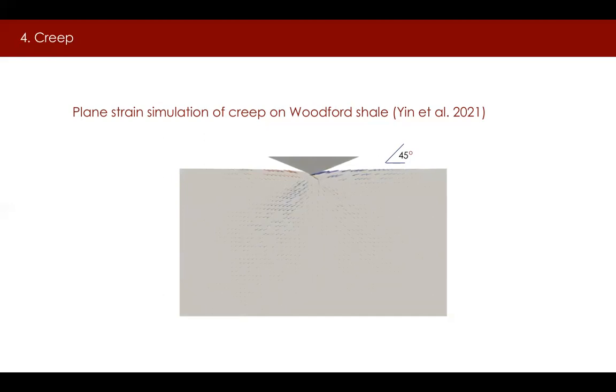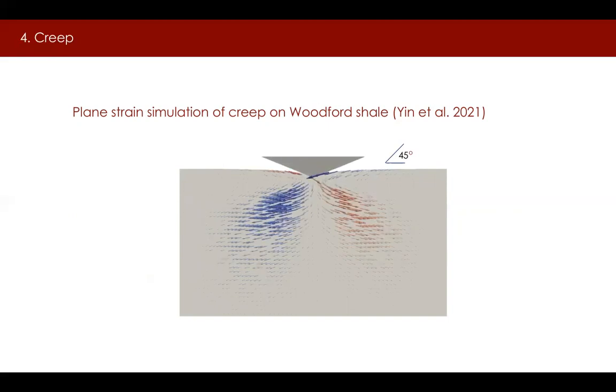Note that the blue velocity vectors going to the left in the direction of the bedding plane are more dominant than the red velocity vectors going to the right across the bedding plane, demonstrating the effect of anisotropy.